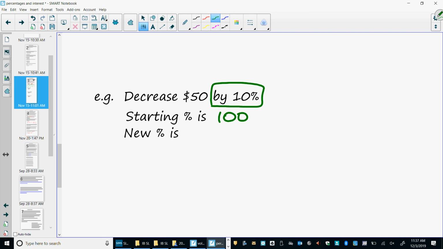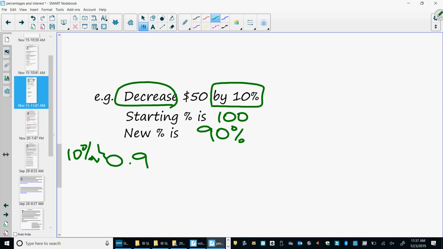Taj? 110. Be careful, sweetheart. We are decreasing. So we've now got only 90%. What's the decimal multiplier if we're trying to find 90% of something? Hannah? 0.9. 0.9. So a 10% decrease.